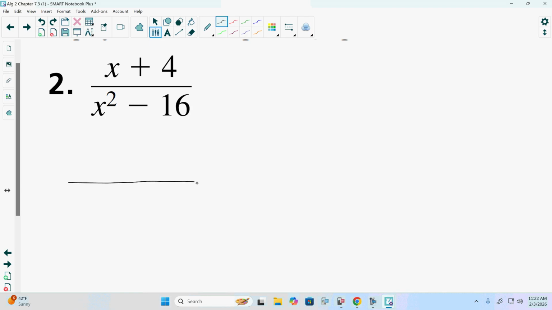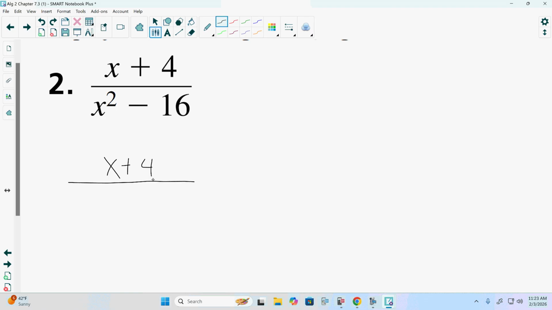Also, the degree of it is 1. Degree is the biggest exponent attached to a variable in the expression on top. X plus 4, x is the only variable up there. Its degree is 1. It does not factor further. So that tells us the numerator is just x plus 4. There's nothing we can do to factor it.